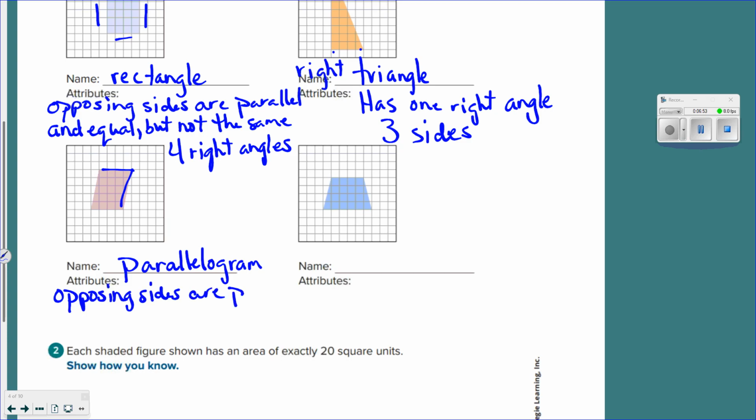Something else about the opposing sides. What else do we know about the opposing sides? Their length. Right, they're equal. Parallel and equal, but not the same. And that is the difference between a parallelogram and a rhombus.